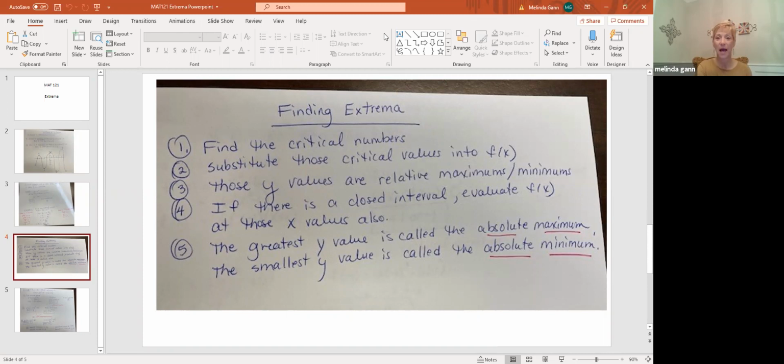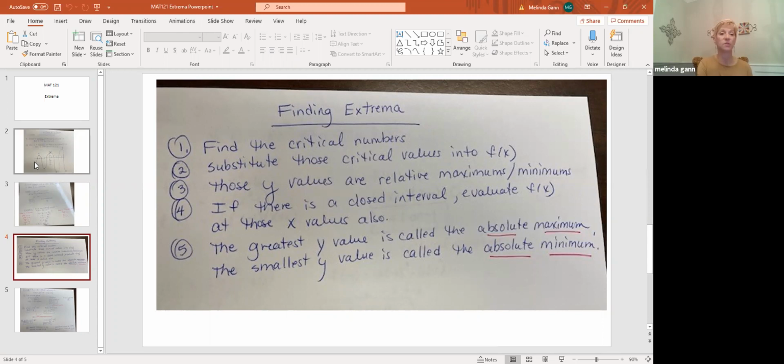Now, sometimes they're going to chop the graph off. If they chop the graph off, you also need to evaluate the y values at those endpoints. So plug those endpoints into your original function. Then just look at all the y values that you have. Now, they talk about the absolute maximum. That's the highest of the highs. And the absolute minimum. That's the lowest of the lows. So you would look at all of your y values from steps 3 and 4, and the biggest one is your absolute maximum, and the smallest one is your absolute minimum.